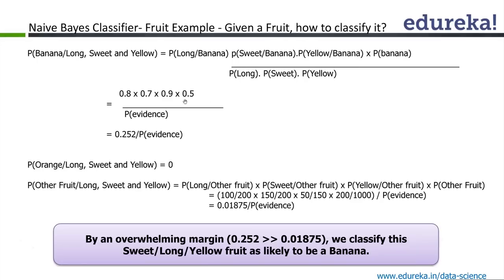So we compute this numerator, and it comes to 0.252. Similarly you can compute probability of orange given F1 equal to long, F2 equal to sweet, F3 equal to yellow, and similarly other fruit, and you get 0 and 0.01875. You can simply see that this one is much larger than the other two, and therefore you declare this particular fruit to be a banana. That's as simple as that.